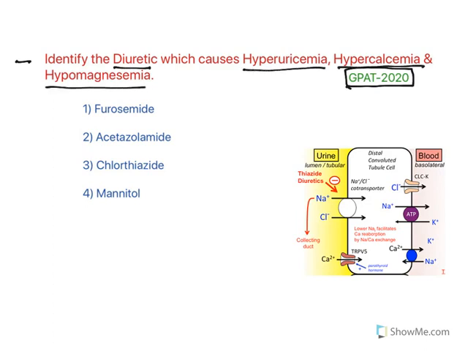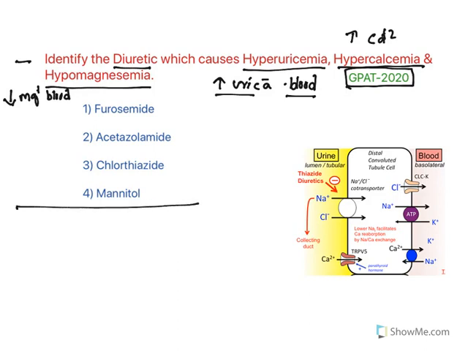and hypomagnesemia. Let us understand the terms. Hyper means excess levels. Uricemia means uric acid, emia means blood. That means an agent which increases uric acid levels in the blood. Hypercalcemia similarly means increased levels of calcium in blood. Hypomagnesemia, hypo means reduced levels of magnesium in blood. So we need to figure out a drug which is causing all the three effects.